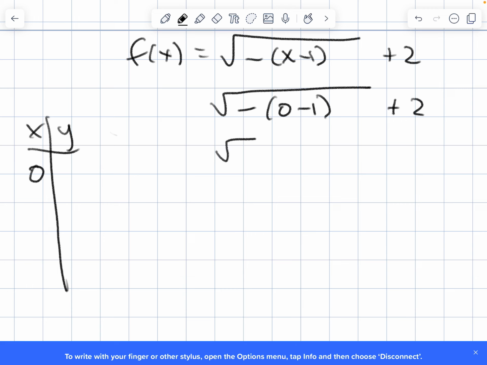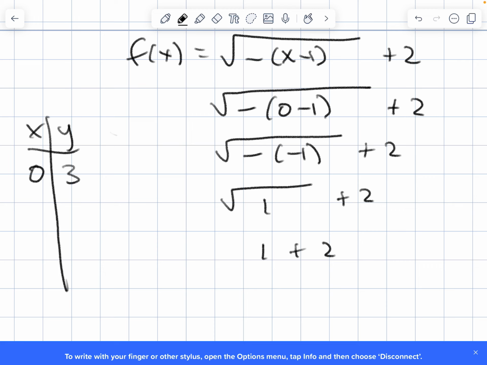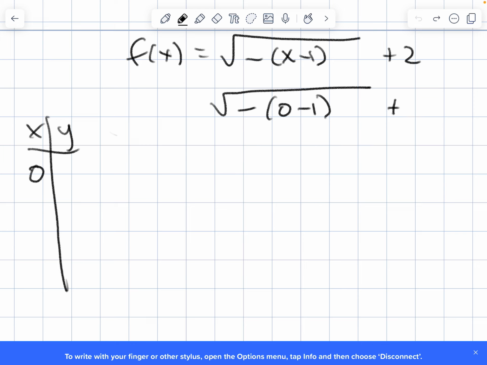Now, what I suggest is when you do this on your paper, you really write out all these steps. Don't try to do all these steps in your head, because when you try to do a bunch of steps in your head, you're going to miss a negative, and it's just going to be a big mess for you. Square root of 1 is 1. 1 plus 2 is 3. So that gives us the point 0, 3. And that does actually work out. So that's good news. Okay, so we got 0, 3. Let's just keep on going.